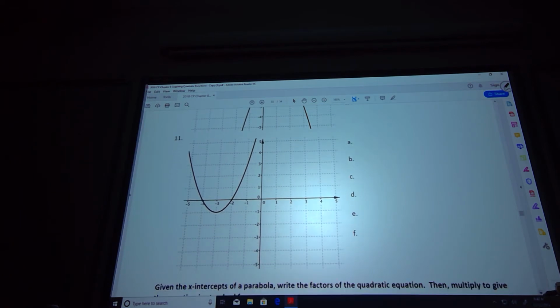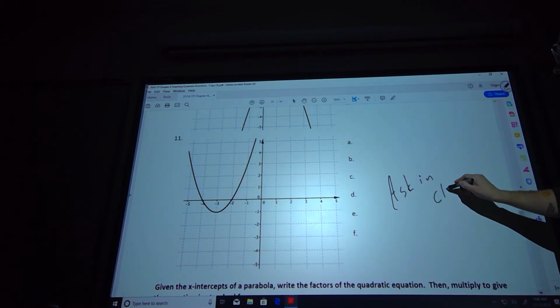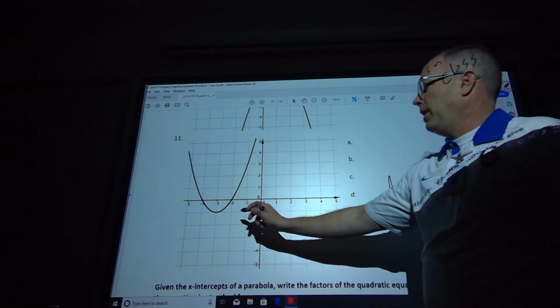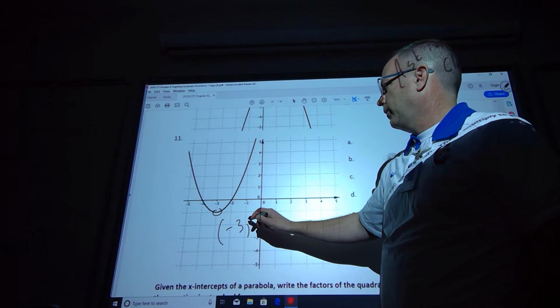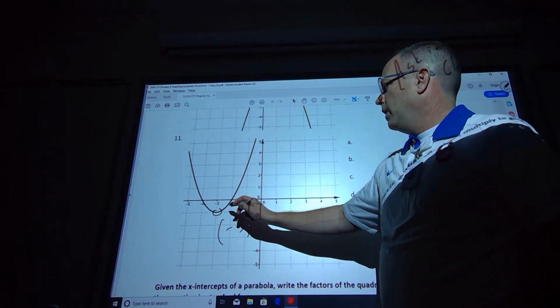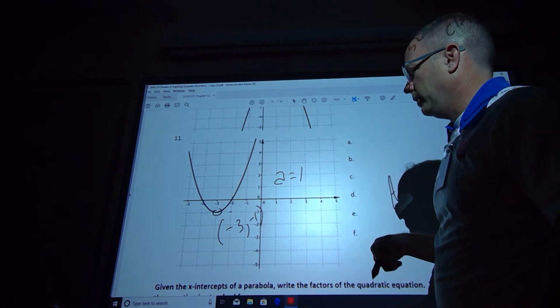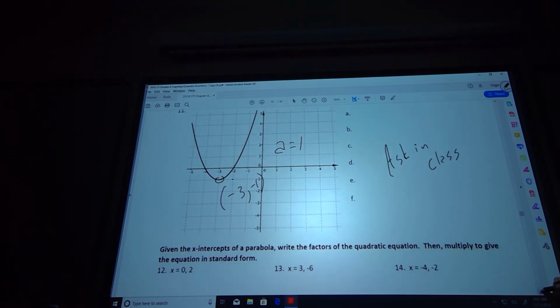Okay, number 11, I would ask in class. It's just a lot to fill out with this, but the nice thing is when you pattern graph this, you can find the vertex pretty easily. So that's at -3, -1. It does pattern graph, so my A value out front has to be 1, so that should answer quite a few questions about that question, but I'd ask more about it in class.